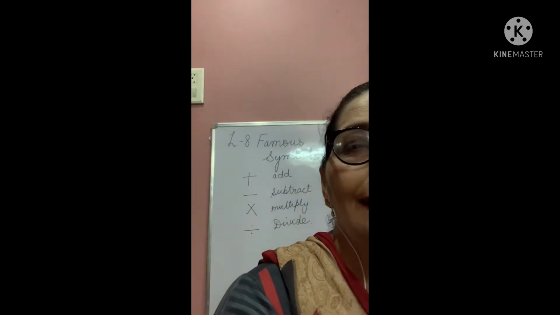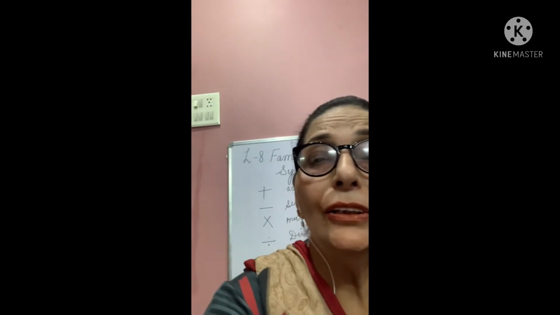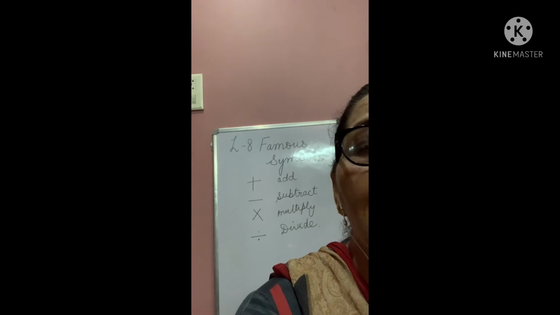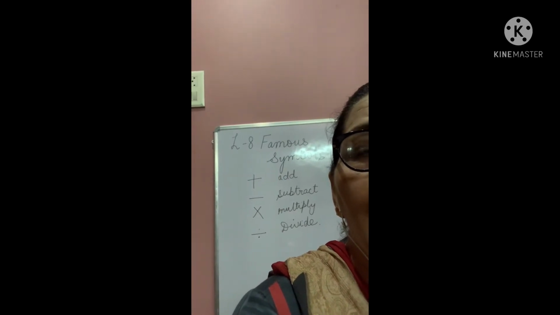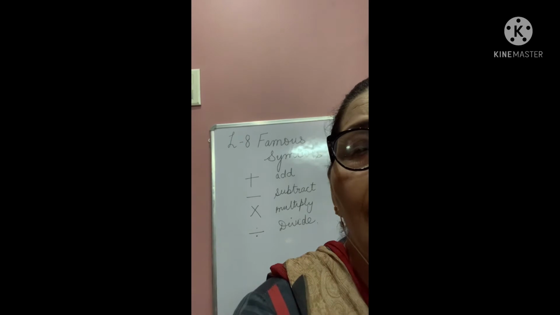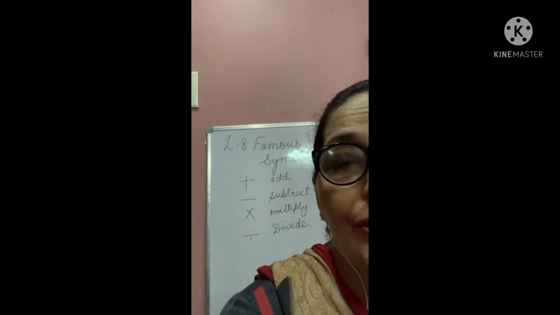Today we are going to discuss a very important topic, that is famous symbols. Now you will ask, ma'am, what is the meaning of symbols? Beta, symbols means some sort of signs. For example, every day in maths you are using 4 symbols: the addition sign, the subtraction sign, the multiplication sign, the division sign. These signs are also called symbols, and you also use the symbols of greater than and smaller than.